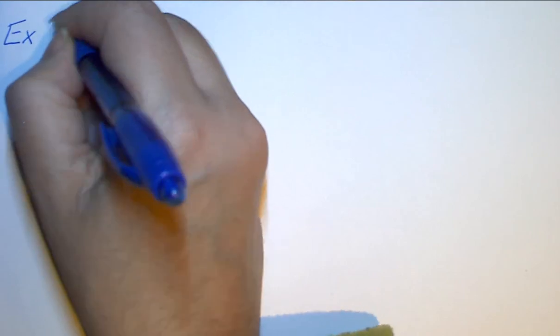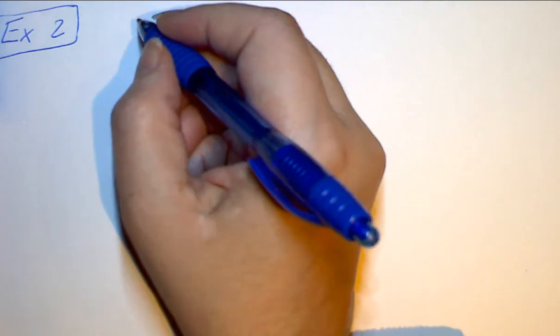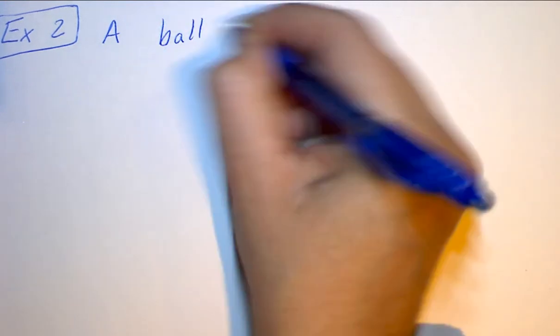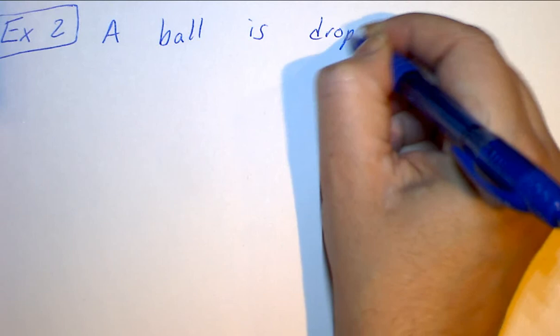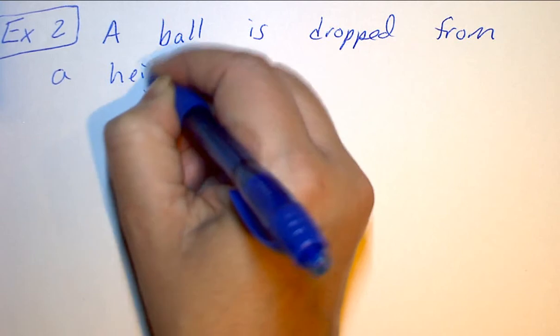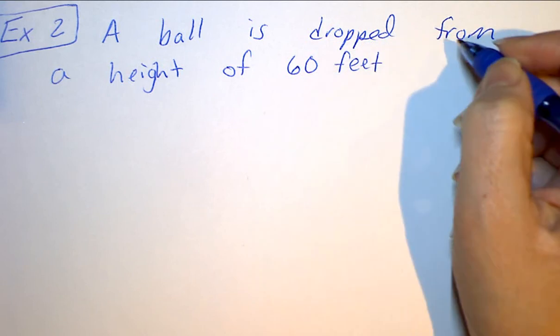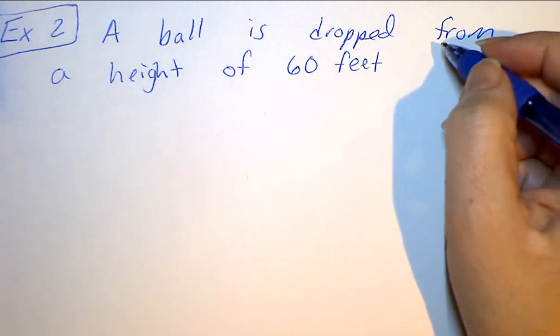Alright, example 2. A ball is dropped from a height of 60 feet, and it bounces 80% of its previous height after each bounce.